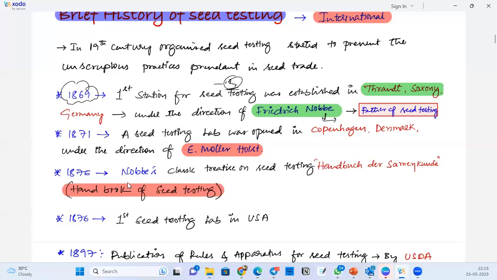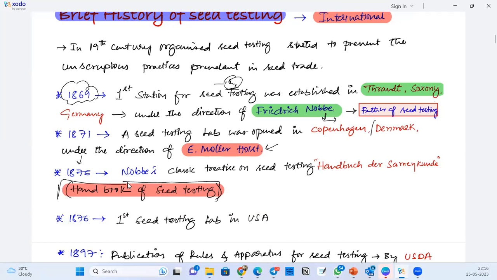Next, in 1871, the seed testing lab was opened in Copenhagen, Denmark, under the direction of E. Moller Ost. After that, in 1876, Nobel's classic treatise was released with the title Handbook of Seed Testing. He wrote a classic treatise with the name Handbook of Seed Testing in 1876.